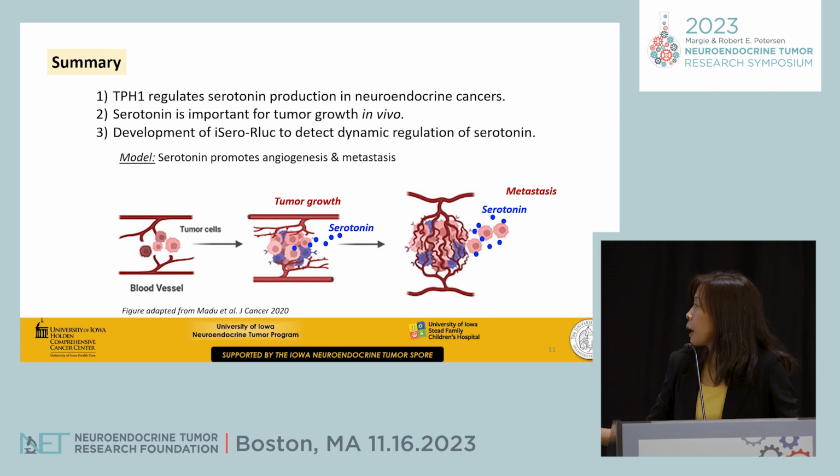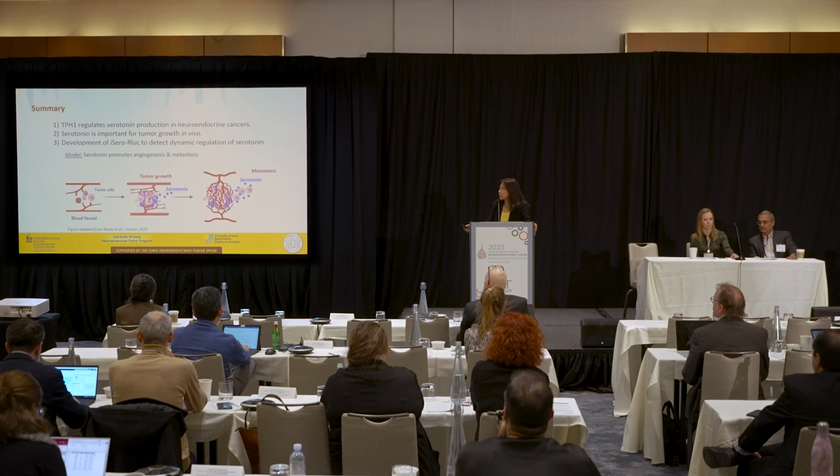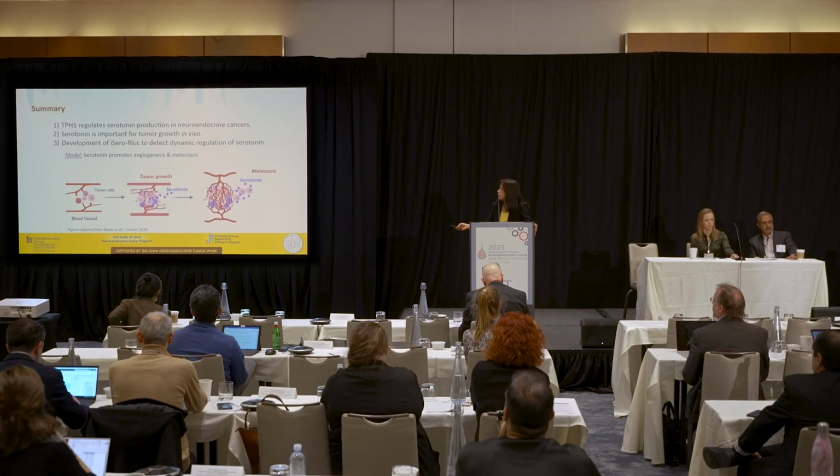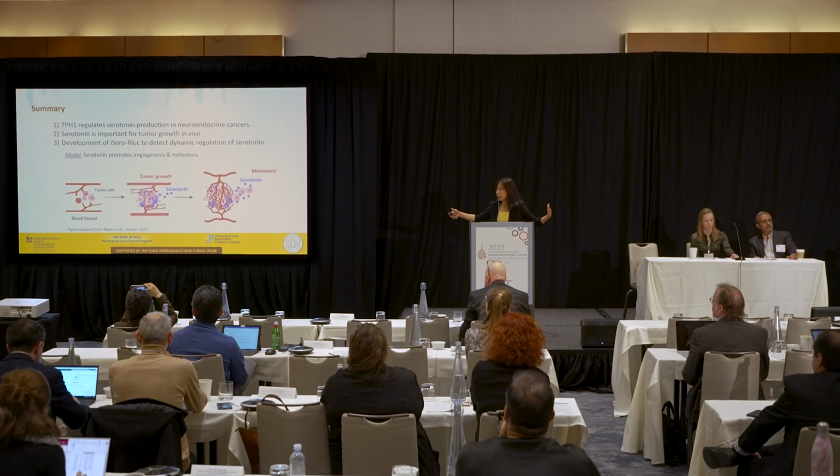And so this is, in summary, we've developed this sensor that allowed us to dissect this mechanism further. In summary, we think that serotonin metabolism increases when the tumor is growing rapidly, and so the tumor cells are competing for nutrients, so that's why they need more blood vessels to bring in more nutrients, and also when they metastasize.